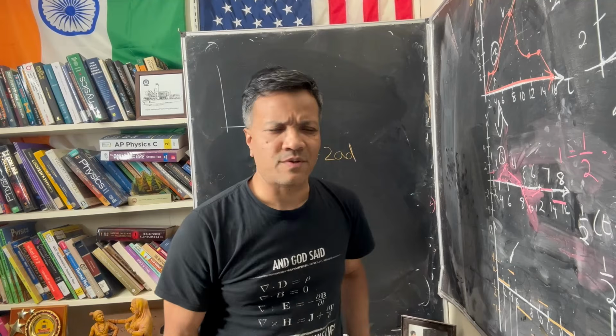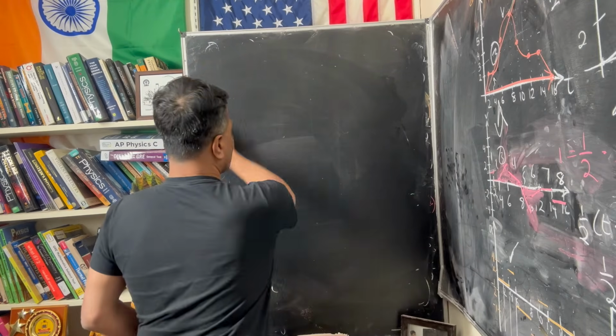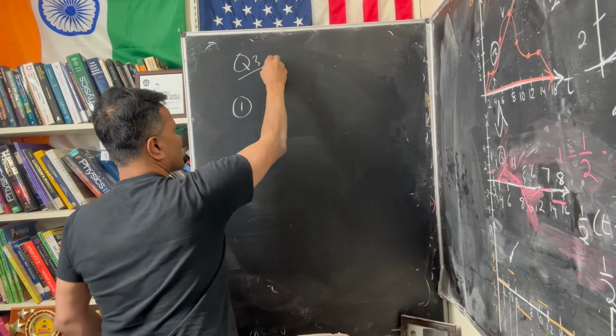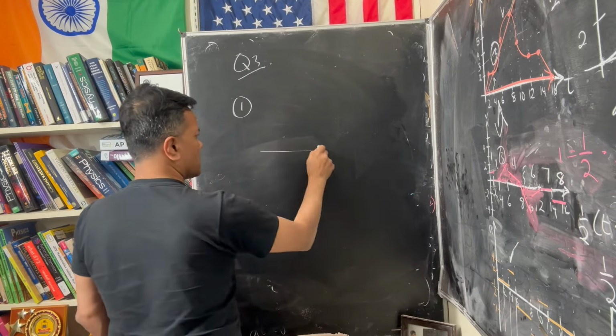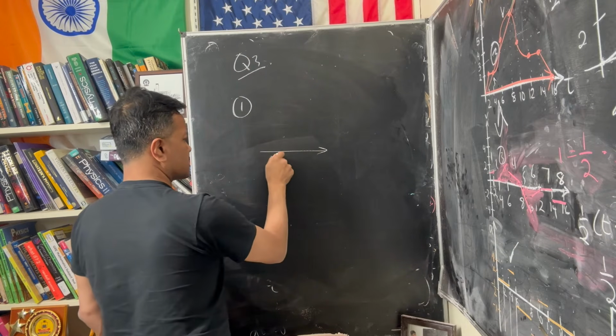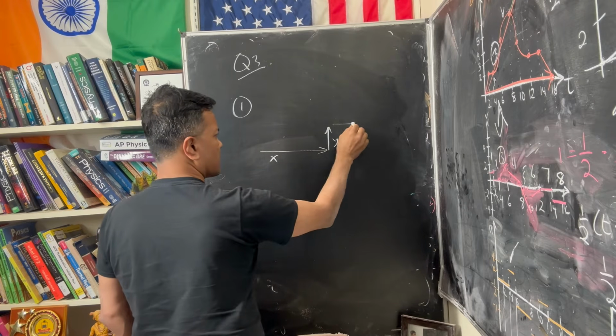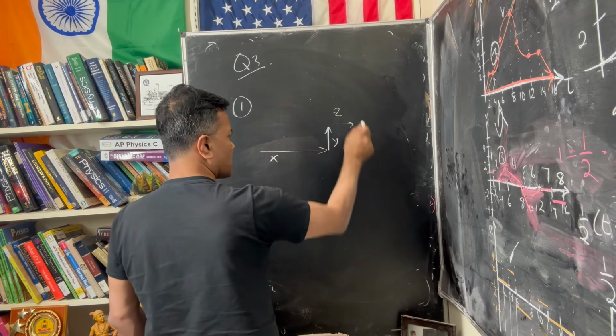I'm going to go over quiz number 3. In quiz number 3, problem 1, I give you one vector, I call x, and a second vector, I call y, and a third vector, I call z.